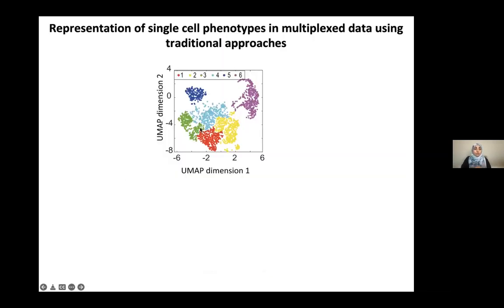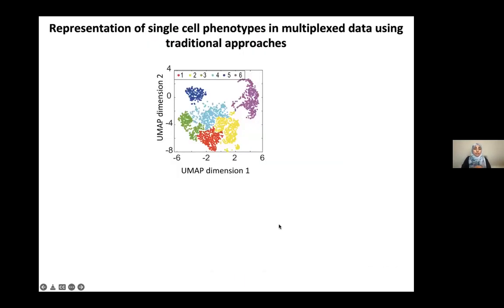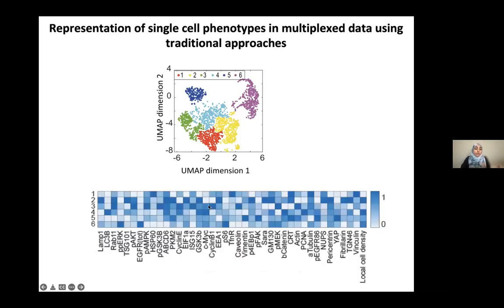And using the data from this paper from Lucas Pelkmans' lab, there are HeLa cells with 40 proteins, and looking at UMAP will give you the overall structure in the data. So we can cluster that and identify that. Looking at a heat map, we can start interpreting the protein levels in these different clusters, but still it's not very intuitive and easy to relate to the images.